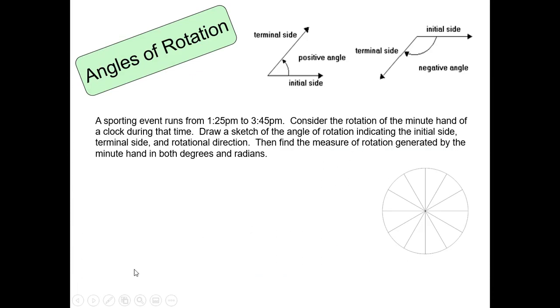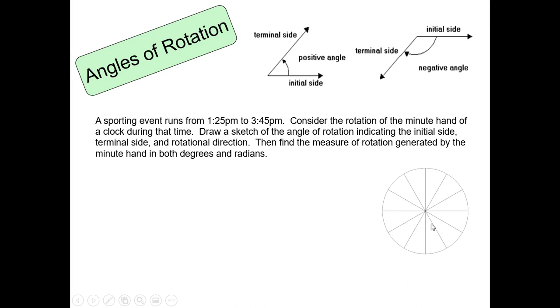All right, angles of rotation. A sporting event runs from 1:25 p.m. to 3:45 p.m. Consider the rotation of the minute hand of a clock during that time. Draw a sketch of the angle of rotation indicating the initial side, terminal side, and rotational direction. Then find the measure of rotation generated by the minute hand in both degrees and radians.